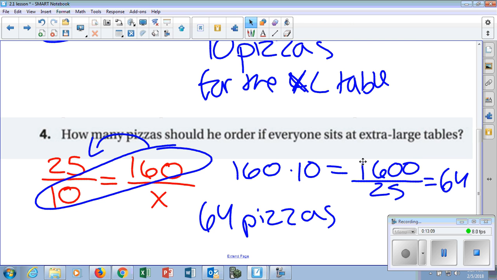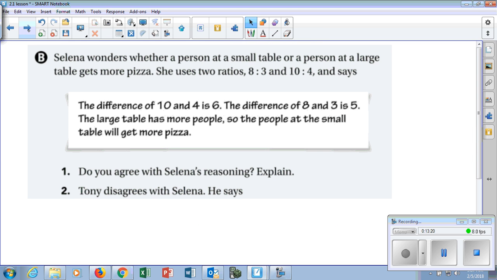So now, what question is this? On to question B. Can someone read what B is, since I don't have it? Eleanor, you want to read it? Okay. Oh, I do have it here. What's it say, Eleanor?